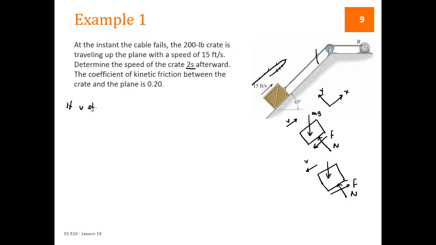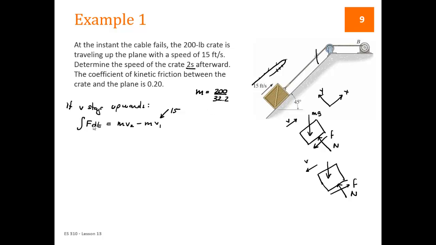So if V stays upwards, so the crate doesn't turn around, in that case our impulse momentum says the integral of the forces dt is equal to mv2 minus mv1. So we need to figure out what the forces on the crate are. We know the initial velocity, that's 15, and we're trying to find the final velocity. We know the mass and everything else. They give it to us in weight, so mass is 200 divided by 32.2.